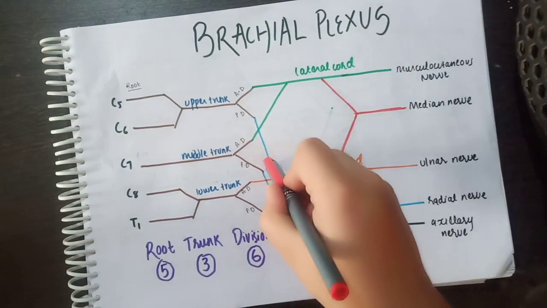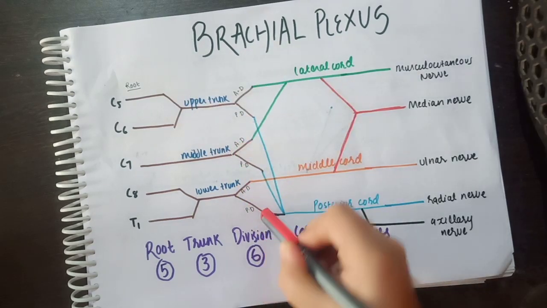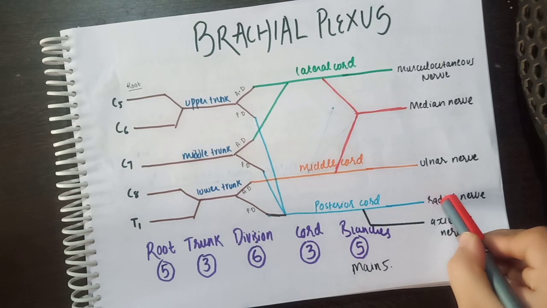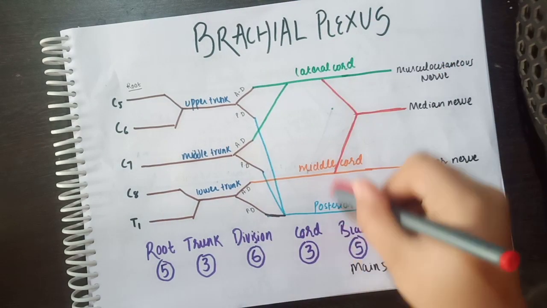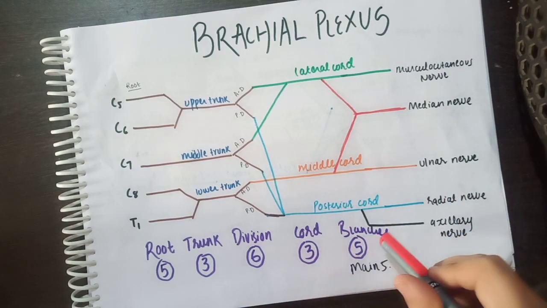Now come to the posterior divisions. The posterior divisions of the upper trunk, middle trunk and lower trunk, all 3 combine and form the posterior cord, right? So this is how this diagram is formed. Now when you have the 3 cords, it gets very easy. You have to just form the 5 branches, right?